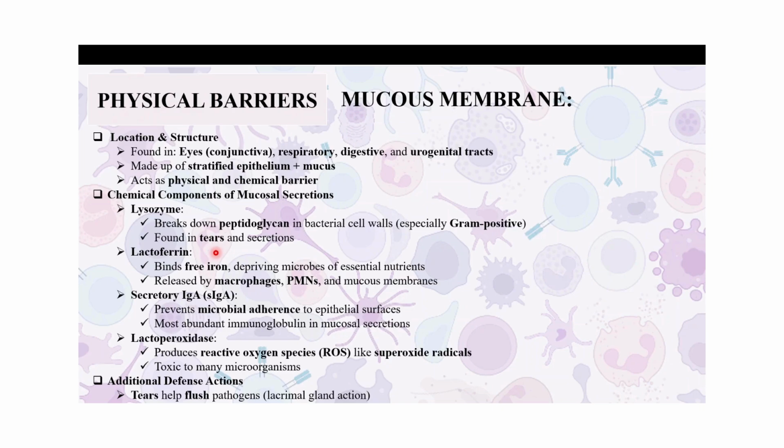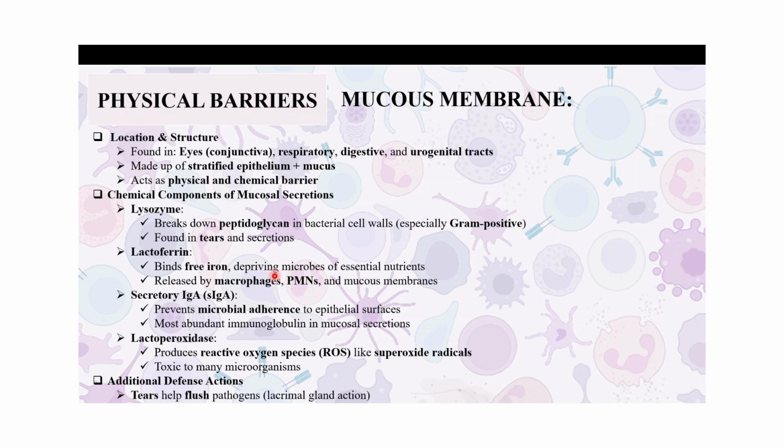Iron acts as a macronutrient for pathogens to survive. So the free iron content in the blood plasma will be low, which deprives the microbes of essential nutrients. As a result, the microbe is not going to survive and is eventually going to be killed. This lactoferrin is mainly released by macrophages and PMNs. PMN's full form is polymorphonuclear cells, which is another name for neutrophils. You can note it down.